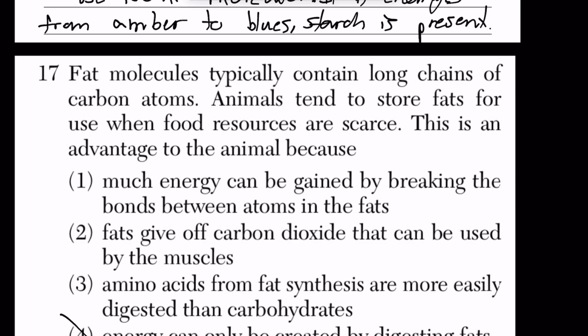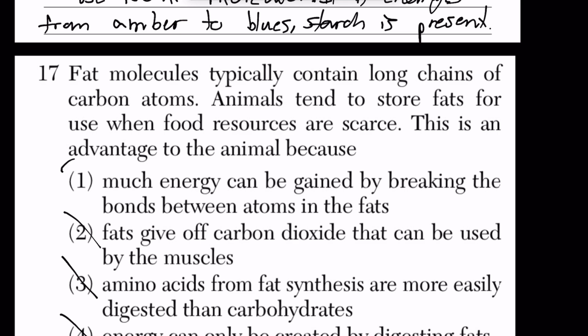Next, I'm just kind of going bottom up here. Amino acids from fat synthesis are more easily digested than carbohydrates. We know this one is also not our answer because carbohydrates are typically used as a quick energy source and they're used in cell respiration, which means that they're typically more easily digested than lipids. Also, this says amino acids from fat synthesis. We know that amino acids form proteins, so fat synthesis would not be yielding amino acids. So this is wrong on multiple levels. Second is that fats give off carbon dioxide that can be used by the muscles. There's no reason why fats would give off carbon dioxide or the carbon dioxide would be used by the muscles. So this would also not be our answer.